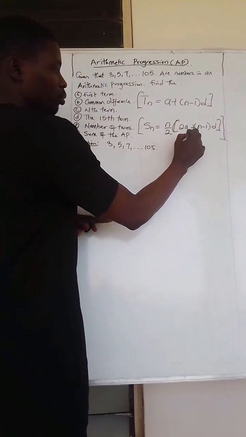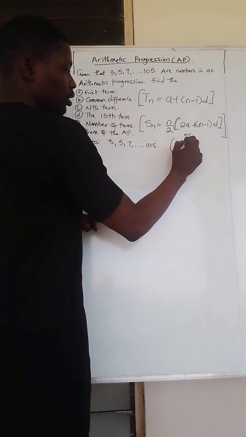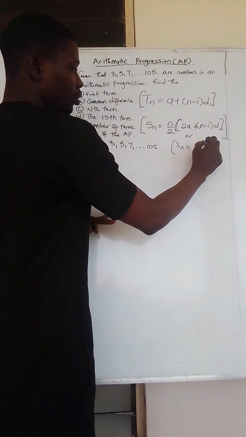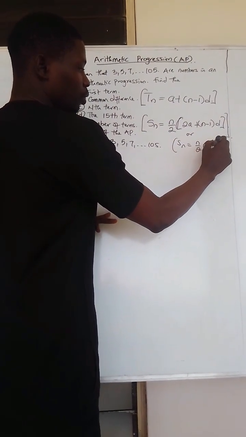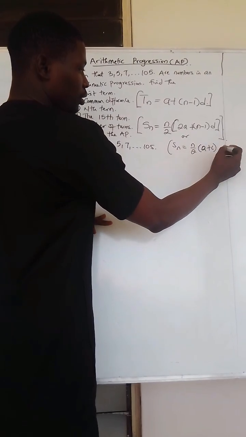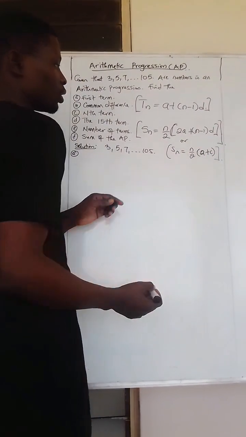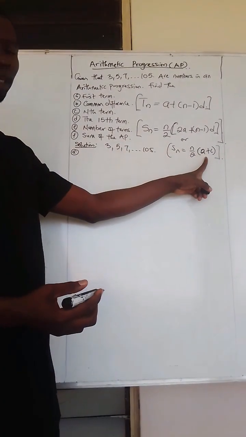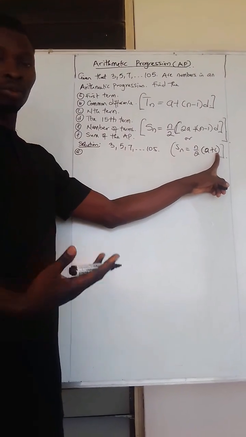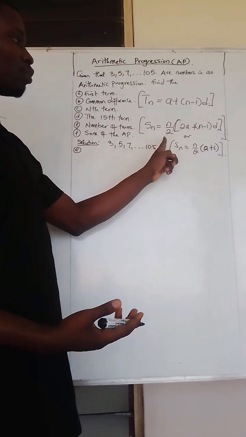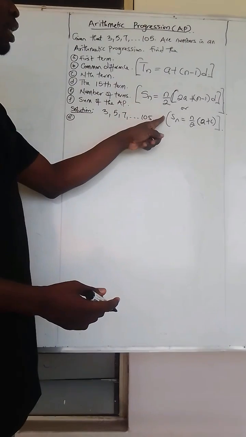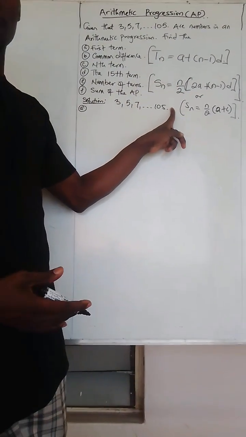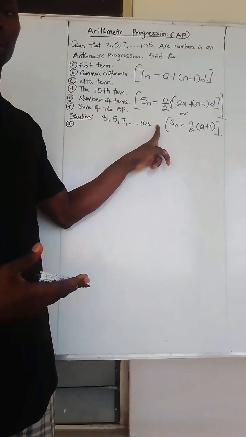However, this can also be given as Sn is equal to n over 2 times a plus l, where l signifies the last term. So you use either this or this, but for this one you have to be given the last term to be able to solve. This one you can solve even without being given the last term. So these are the two major formulas for an arithmetic progression.